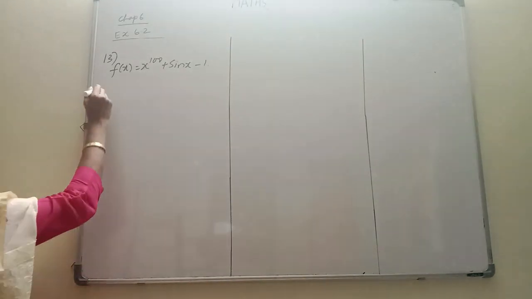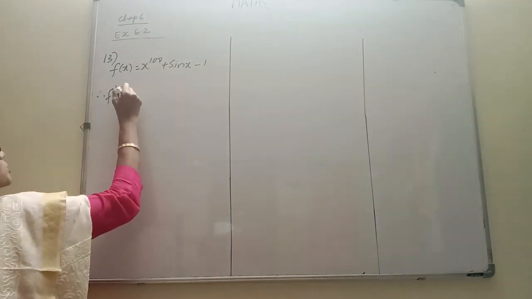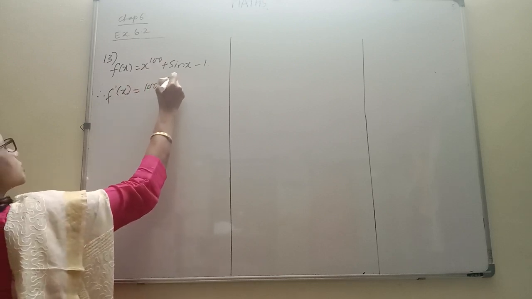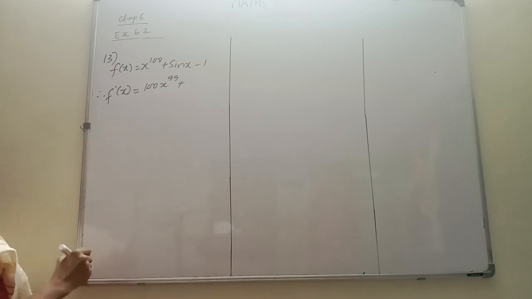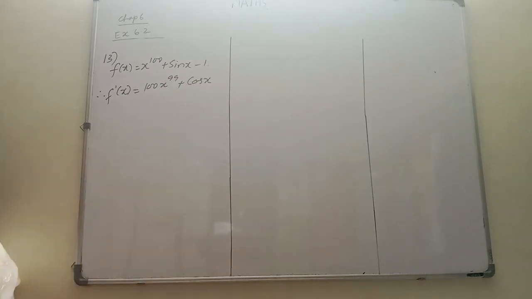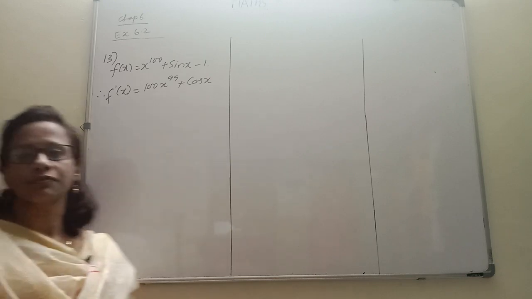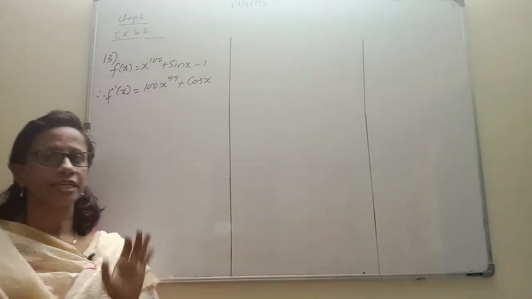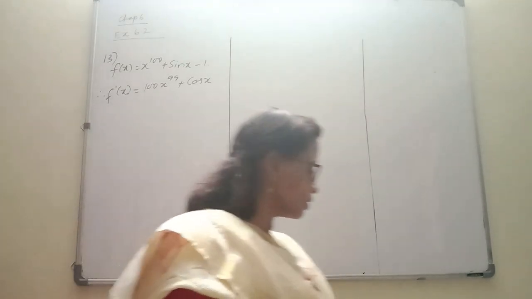The derivative f dash x. What happens to f dash x? For x raised to 100, the derivative is 100 x raised to 99. For sin x, the derivative is cos x. And 1, because it's a constant, has no derivative. So this is the derivative that we get for the given function. Now we'll take every interval and decide whether it is going to be increasing or decreasing.